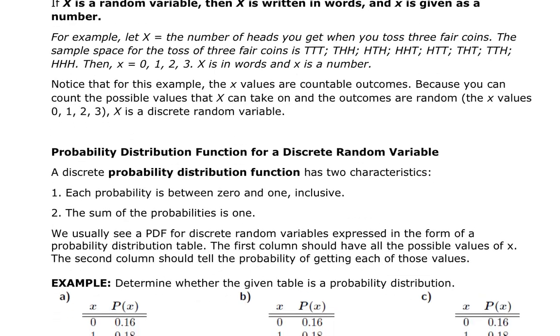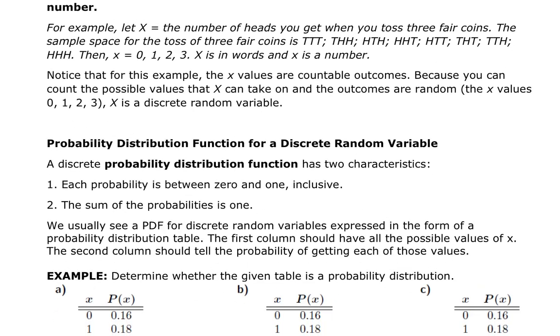So a probability distribution function for a discrete random variable has 2 very distinct characteristics. One is that each probability is between 0 and 1 inclusive. So the probability of getting something could be 0, it could be 1. And the sum of the probabilities goes to 1. So I have to sum up all the possible probabilities and I should get 1. Usually we see a PDF, which is a probability distribution function for discrete random variables, expressed in the form of a probability distribution table.